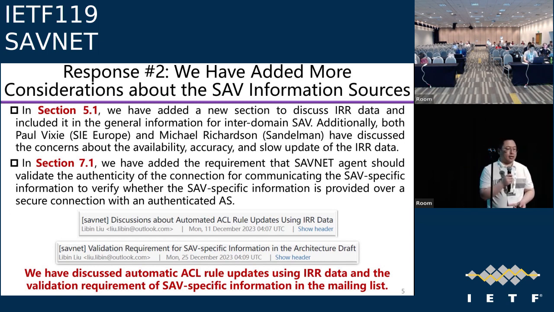In section 7.1, we have added a requirement that a SAVNET agent should validate the authenticity of the connection for communicating the cell-specific information, to verify whether the cell-specific information is provided over a secure connection with an authenticated AS. We have discussed automatic ACL rule updates using our data and the validation requirement of cell-specific information in the mailing list.